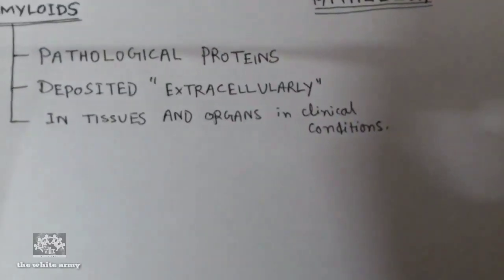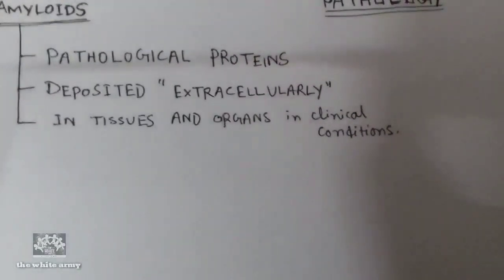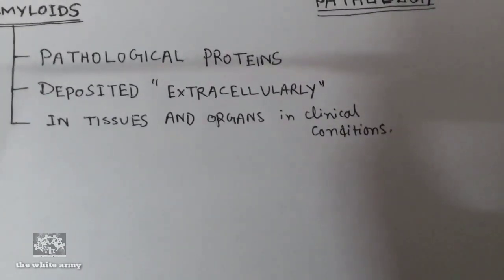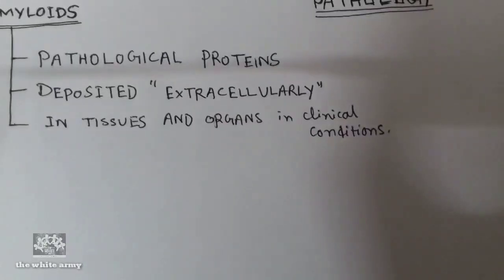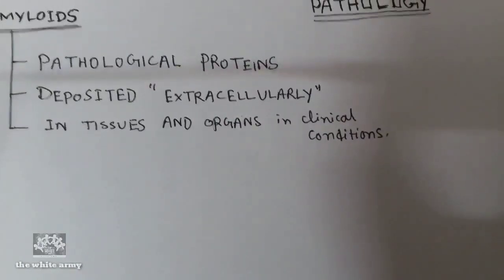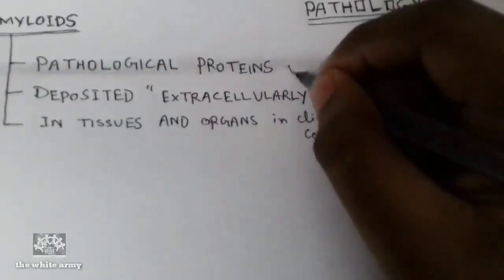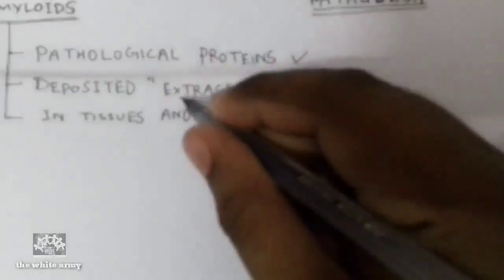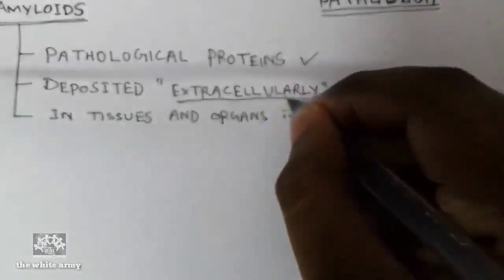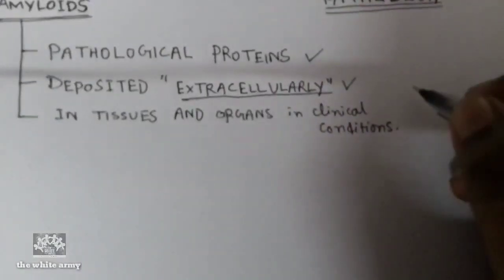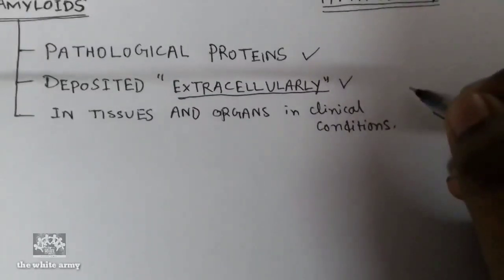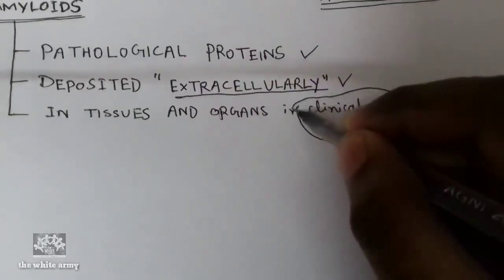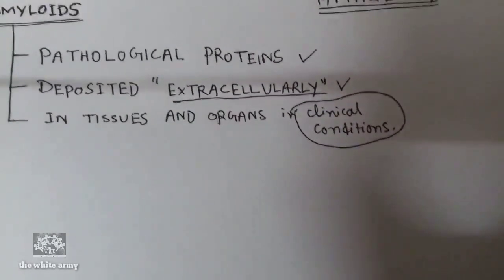Amyloids are basically pathological proteins. They are not physiological; they are synthesized or created only in abnormal or disease conditions. They are deposited extracellularly. This is very important to know: they are deposited extracellularly in tissues and organs in clinical conditions. So we have to remember that. So these are the amyloids.